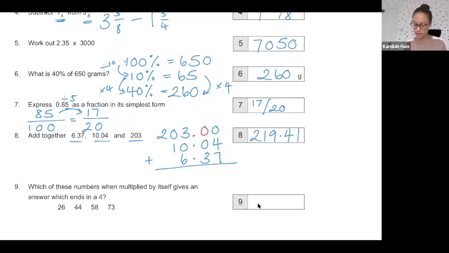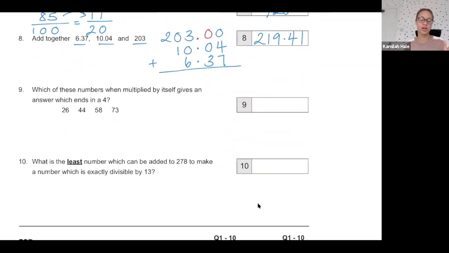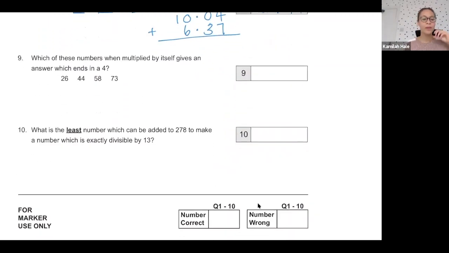All right, number 9, and I will try to write down the right numbers this time. Which of these numbers, when multiplied by itself, gives an answer which ends in a 4? If I do not want to sit here and write out 26 times 26 and 44 times 44 and so on, what can I do to figure out which numbers would end in a 4 when multiplied by themselves? What can I do as a shortcut for this?